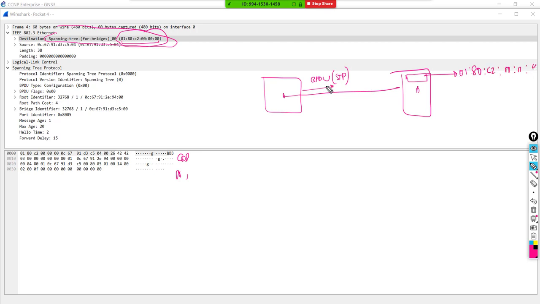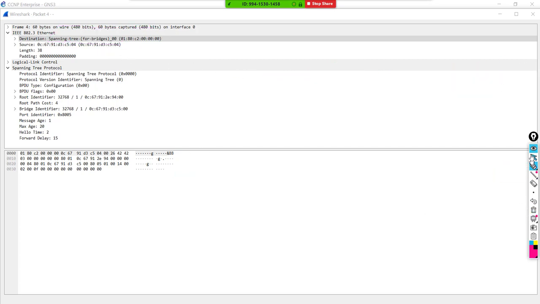Let's say 0180C2000000. Now this STP BPDU will go and hit on this, because once you're sending something to the other side, there should be some receiving point also, right? If there is no receiving point, then how are they going to send successfully? Then this switch has to drop it, right? So there will be something listening, that is this. This is the listening MAC address for STP. We are discussing STP. So when a BPDU is carrying STP, this is the MAC address listening on the other side.